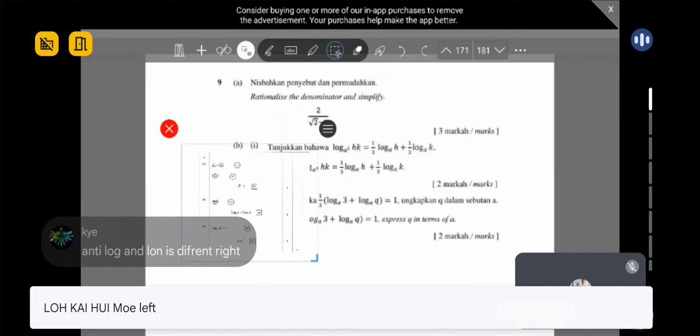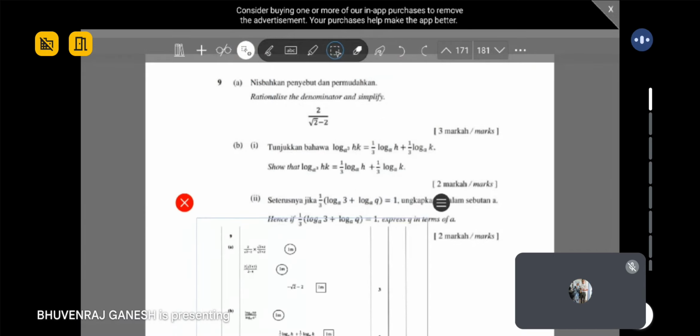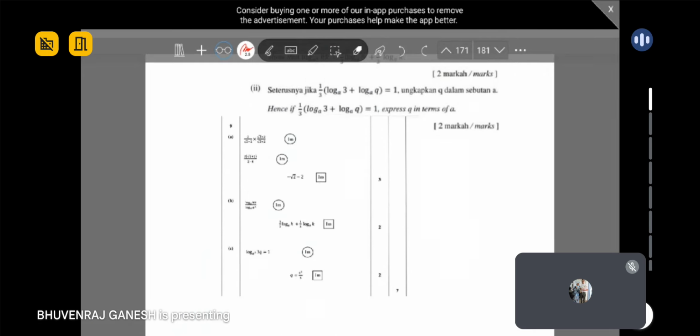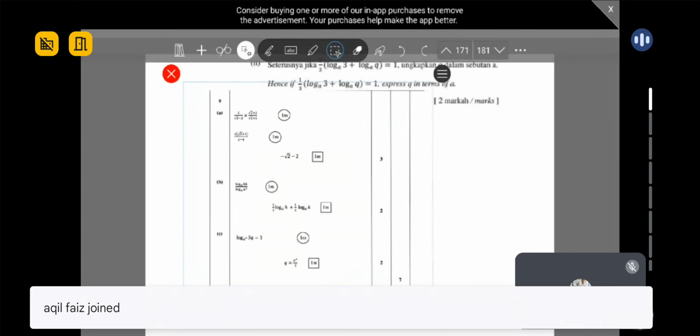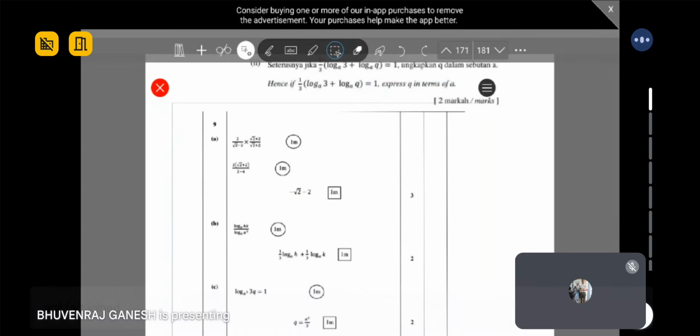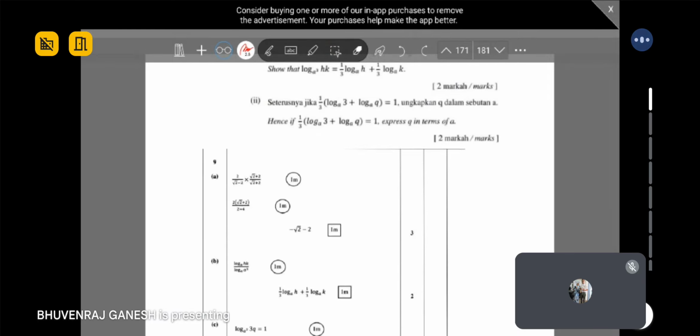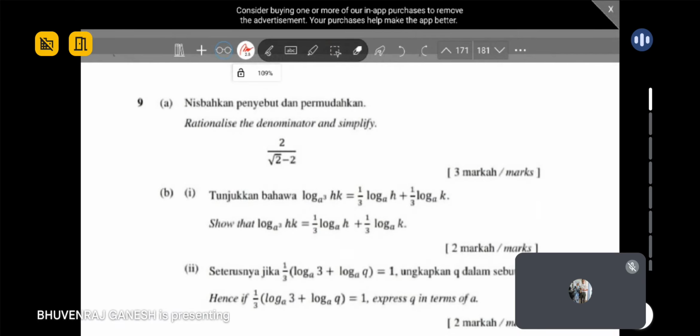Anti-log and ln is different, right? Yes, different. But usually the question, they never ask so much on anti-log. You don't see that word so much in the trial questions lah. It's not really famous. Ln is famous. Ln they like to ask a lot. So now guys, this question. You see, this is an example of the latest trial question.